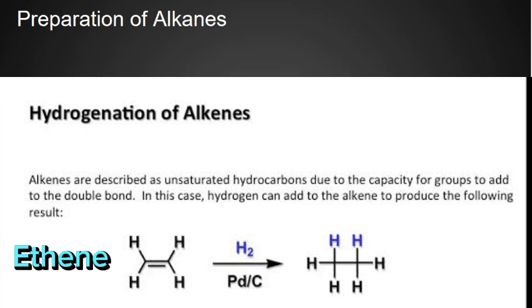What we have here is ethane. So we have been able to produce ethane from ethene by hydrogenation.